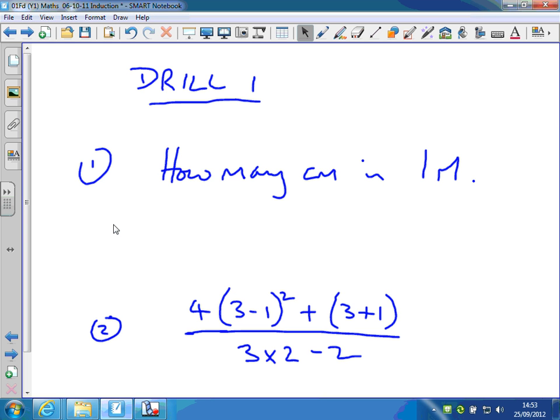So, number 1, how many centimeters in a meter? 100. How many millimeters in a meter? 1,000. Okay, you need to know those figures.